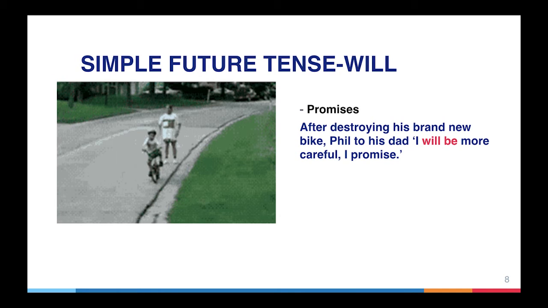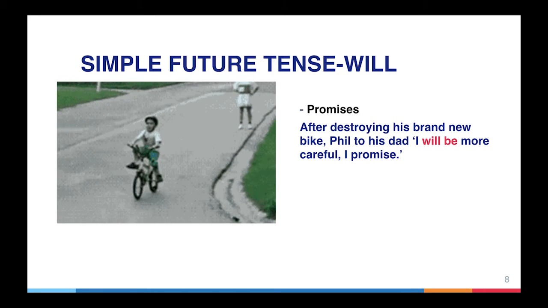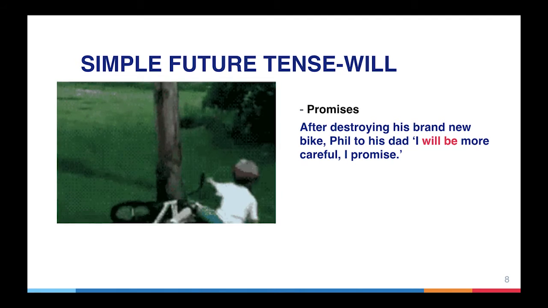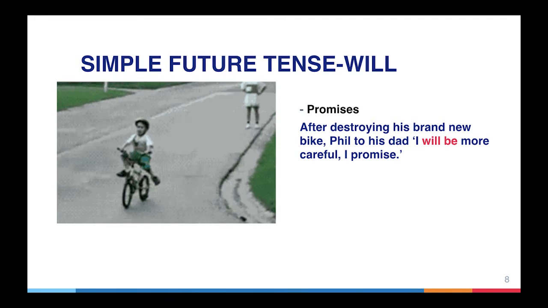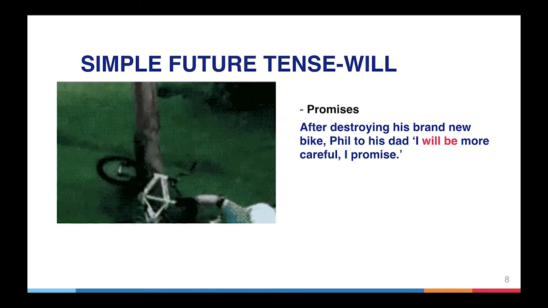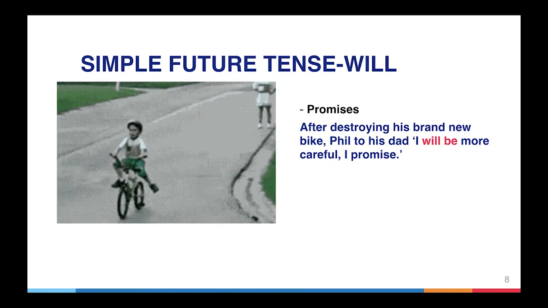And finally, the last use of simple future tense is to make promises. So in the video, poor Phil hits the tree and destroys his bike. After destroying his brand new bike, he says to his dad, I will be more careful, I promise.